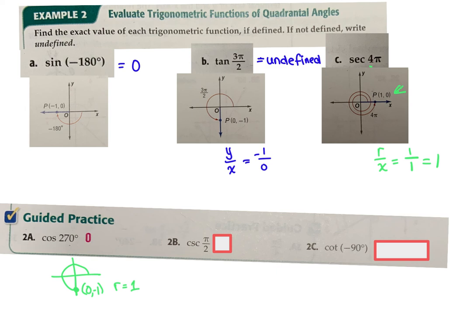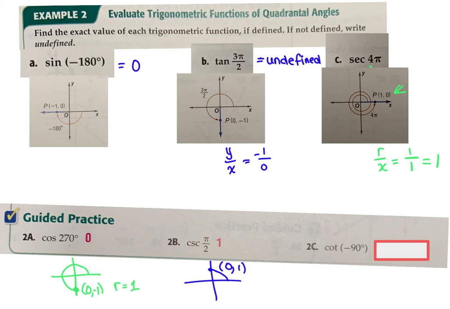All right? The next one, pi over 2. Well, that guy's right up here, right? We've only gone 1/4 of the way around. So I have gone left and right, none. I have gone up 1. It wants cosecant. Cosecant is the reciprocal of sine. So I want radius, which is 1, over y, which is 1. So what is my cosecant here? 1.